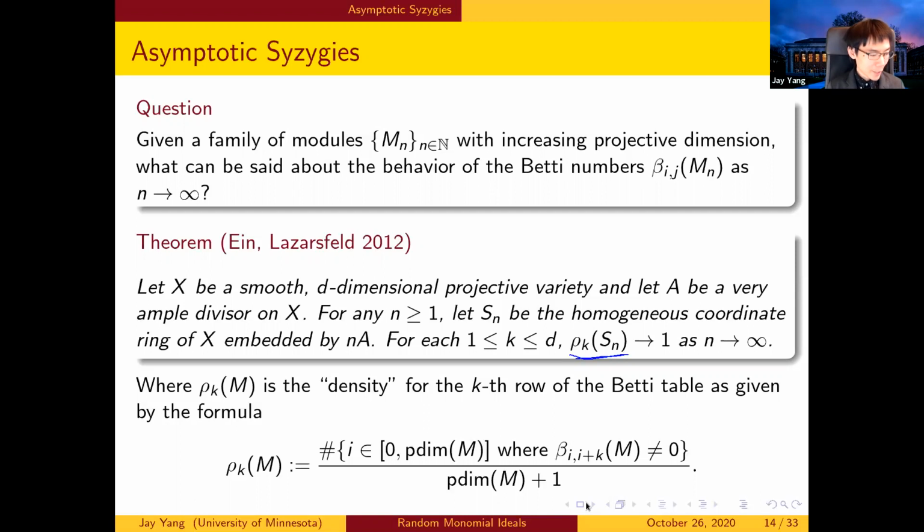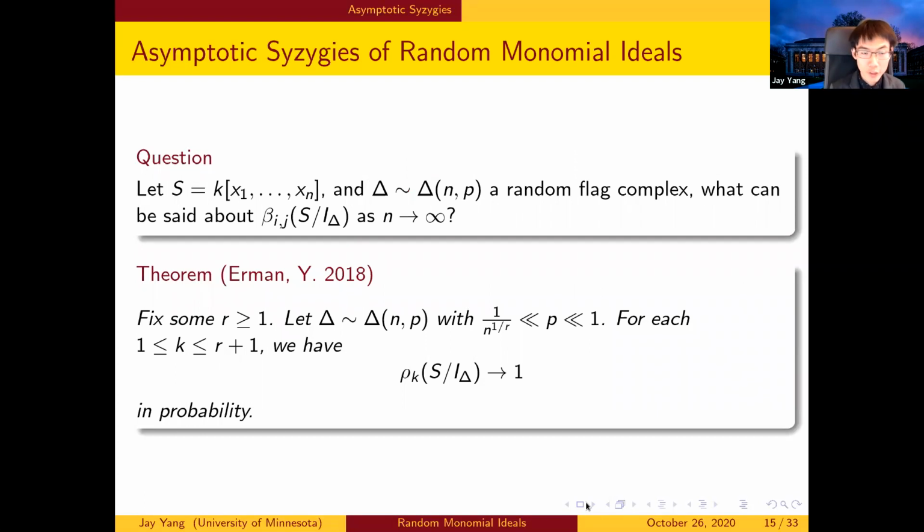In the time since then, there have been many results which extend this to various slight generalizations, mostly relaxing the smooth condition and allowing for things like arithmetically Cohen-Macaulay. But our approach is going to be different. We're going to translate this problem into a random monomial ideals problem. We're going to ask, what about random monomial ideals? What if we take our model of a random monomial ideal coming from a random flag complex? What can we say about the Betti table as n goes to infinity?